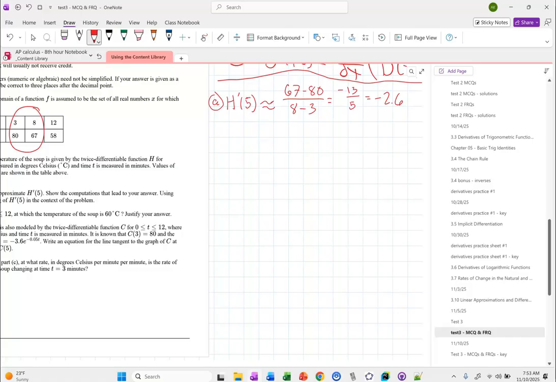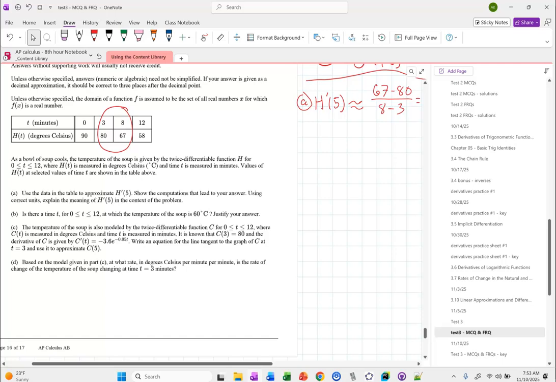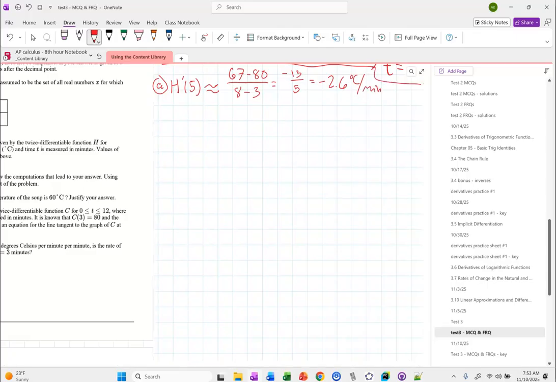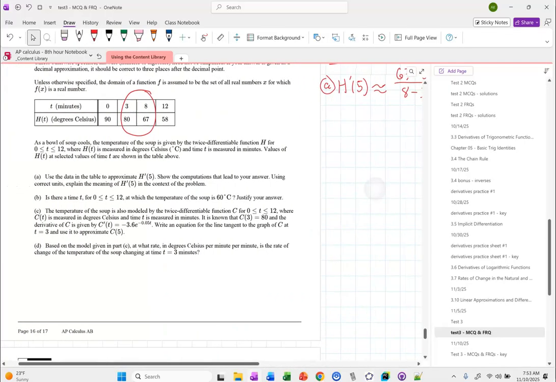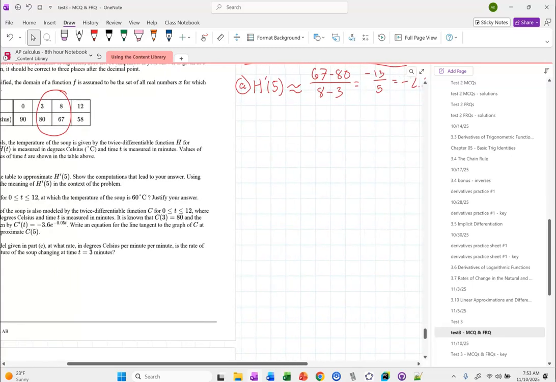Does that all look okay to you guys? Okay. Asked for a unit on this. What unit should we give this? Close. Remember, slope is change in y over change in x. So degrees Celsius over minutes. And then it says, explain the meaning of h prime of 5 in the context of the problem.